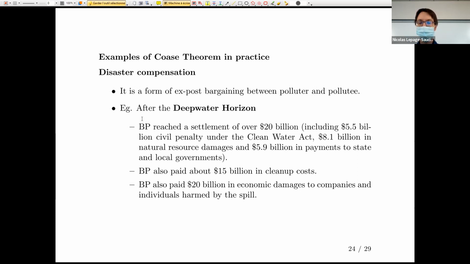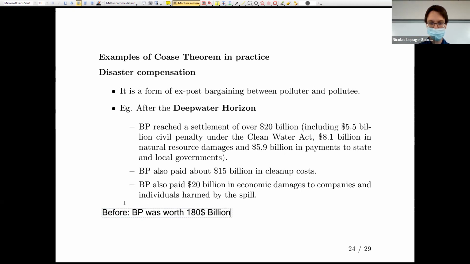So BP, after that, they had to pay. That's the highest payment that's ever been made. So yeah, here I have, before the spill, BP was worth 180 billion. So I think that was the most valued oil company in the world, or close to it. And after, they were on the brink of bankruptcy.